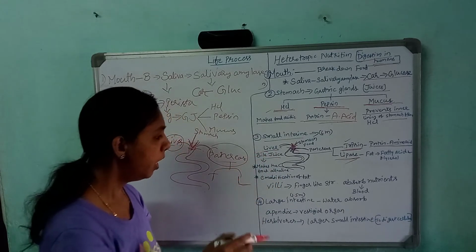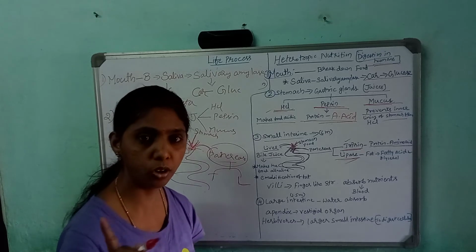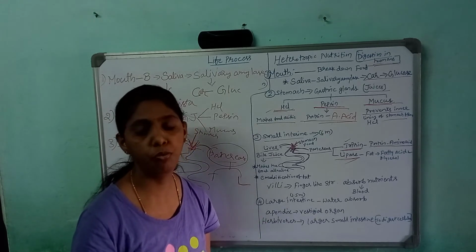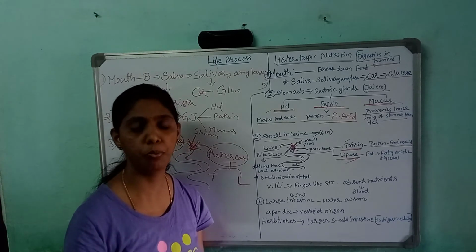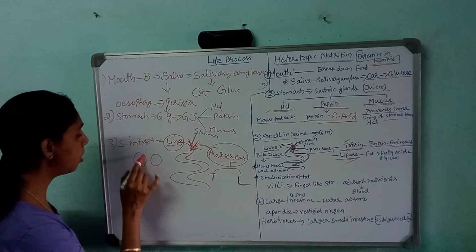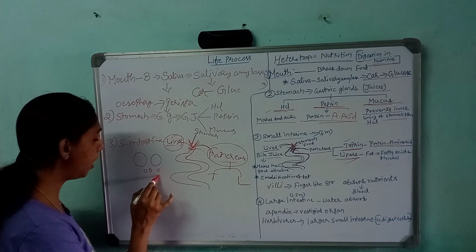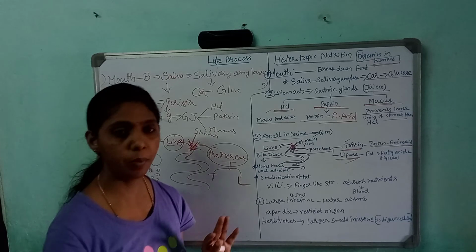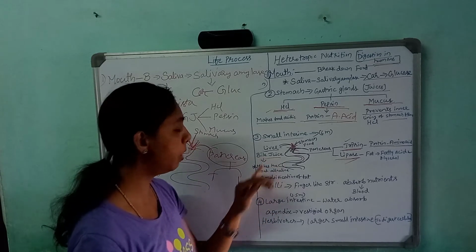The function is it makes the food alkaline. The first function of the bile juice is it makes the food alkaline, and also it helps in emulsification of fat. What do you mean by emulsification of fat? That means larger fat molecules will be broken down into smaller fat molecules, and that process is known as emulsification. Okay, emulsification of the fat is the function done by bile juice.